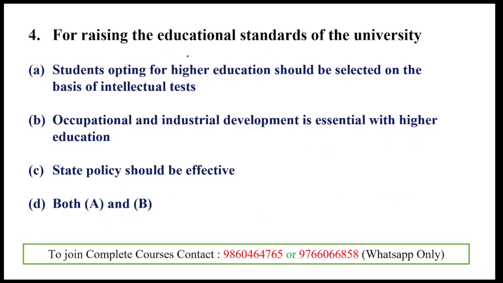Fourth one, for raising the educational standards of the university, which of the following options is the right objective or the right way to raise the educational standards of the university? Whether to select the students on the basis of an intellectual test, or that industrial or occupational development is essential with higher education. And last, option C, state policy should be effective.